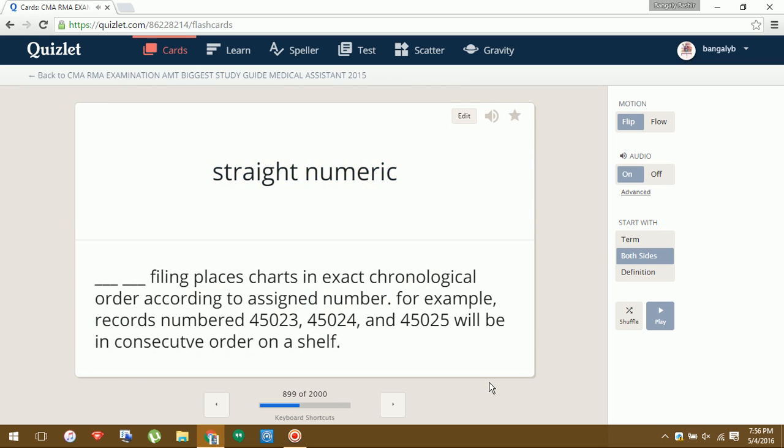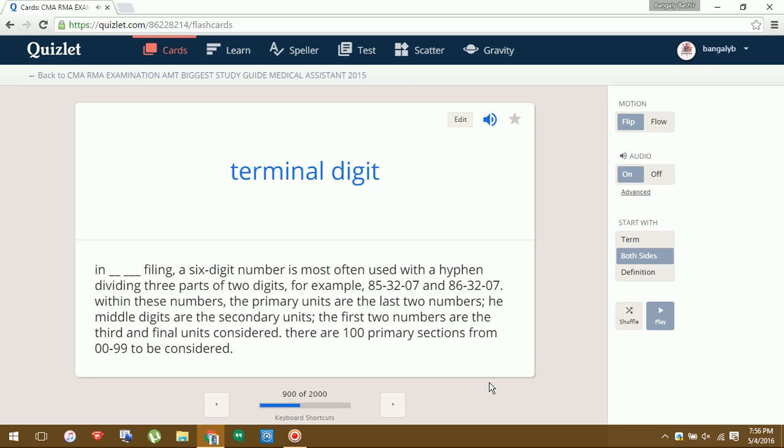Straight numeric. Straight numeric filing places charts in exact chronological order according to assigned number. For example, records numbered 45,023, 45,024, and 45,025 will be in consecutive order on a shelf. Terminal digit.